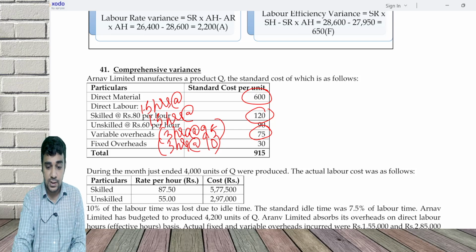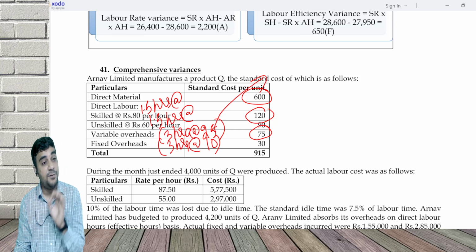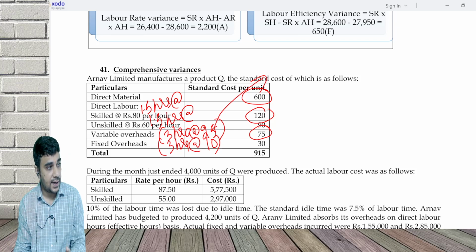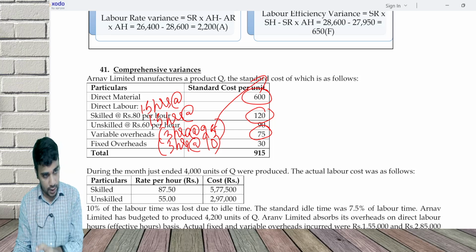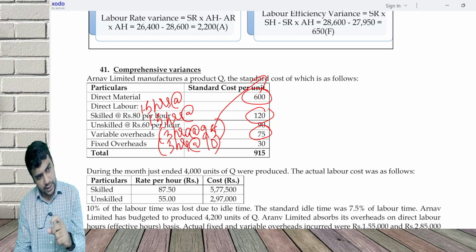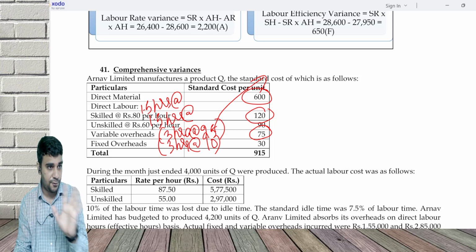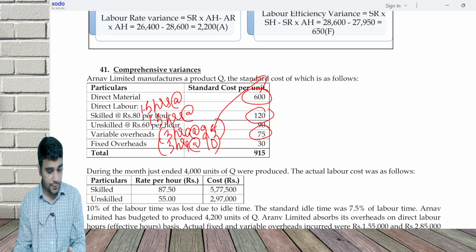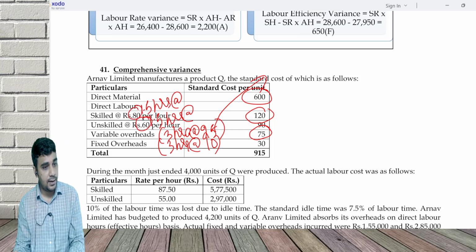What is the use of this? 25 is SR per hour, 10 is SR per hour, 75 is SR per unit, 30 is SR per unit. This is for variable overhead and fixed overhead. When it comes to labor, the standard equation for skilled is 1.5 hours equals 1 unit. Unskilled is 1.5 hours per unit, or together, 3 hours equals 1 unit. Get the answer and split skilled and unskilled 50-50. Rate is 80 per hour and 60 per hour.